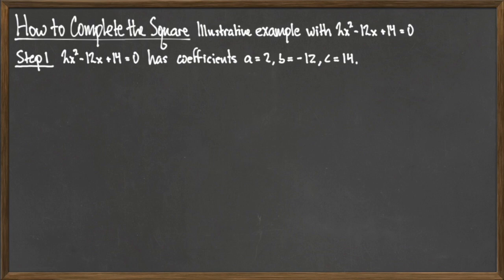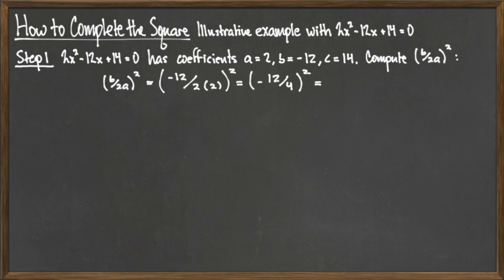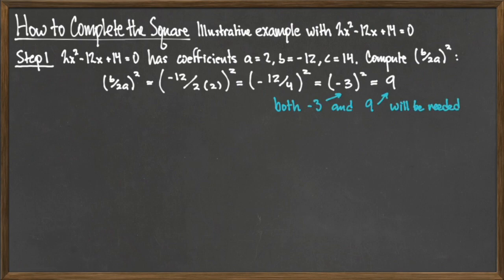So with a quadratic equation, write it in standard form like we have now, and make note of all of the a, b, and c coefficient values. Here a is equal to 2, b is negative 12, and c equals 14. The first thing we're going to do is compute the quantity b over 2a, squared. When we plug these values in and simplify, we'll see that we get an answer of 9. It turns out that the number 9 and the number negative 3, in other words the number I got before I squared that quantity, will both be needed. Put these numbers on the back burner for now, and let's move on to step 2.